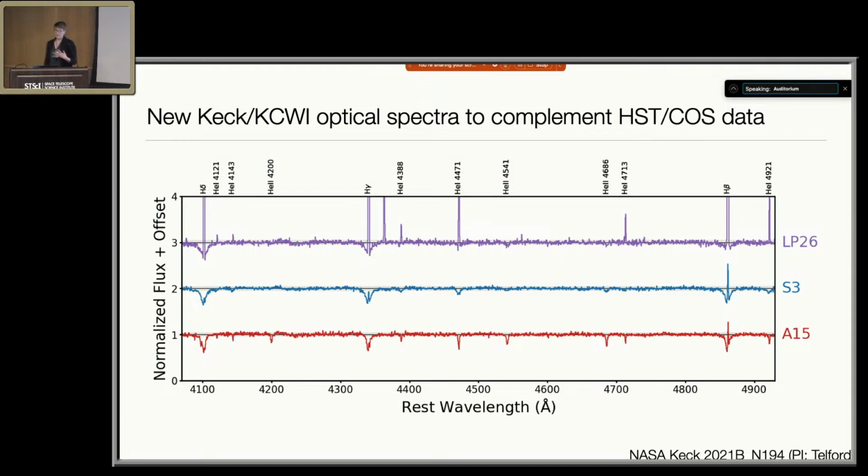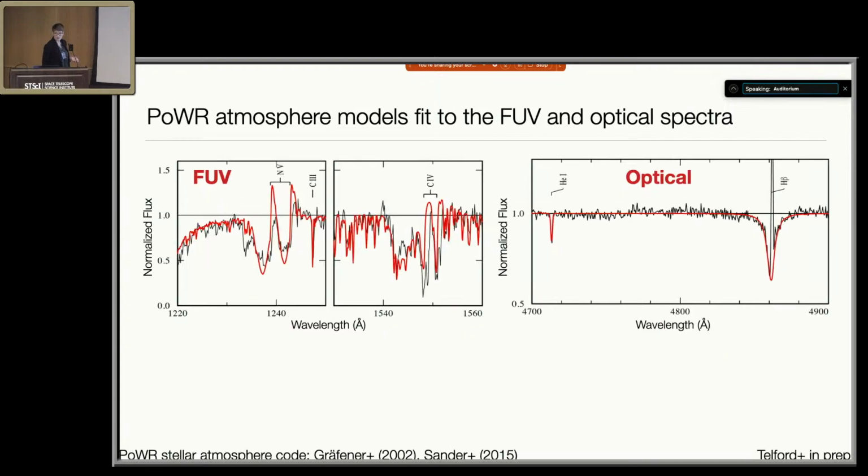And so I have used the KCWI instrument on Keck to get follow-up optical spectra of these 3 stars. At this R of 4,000, you can clearly separate nebular emission lines from the broad stellar absorption features, and you can detect these weak helium-1 and helium-2 lines that tell us the stellar temperatures. Now I have all of the data that I need to fit new stellar atmosphere models running with the POWR code to reproduce simultaneously the observed profiles in the far UV and the optical.